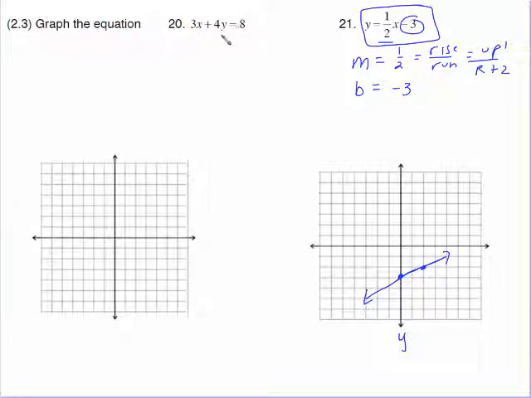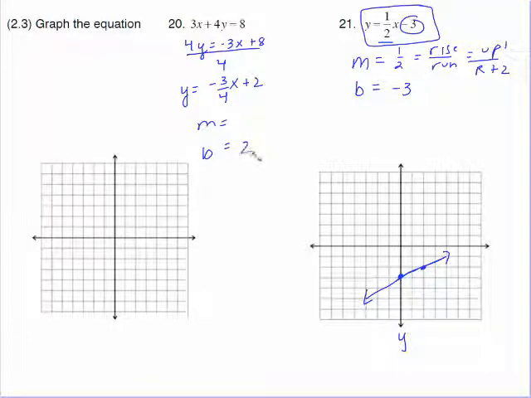This one is not, so we'll have to do the work to get the y alone. Subtract 3x from both sides, which will give you -3x plus 8. Divide everything by 4 and simplify, which gives us y equals -3/4 x plus 2. And now I can name my slope and my y-intercept. The y-intercept is 2. You could name it with the ordered pair (0, 2) if that's helpful to you. The slope is -3/4. Remember, I always let the negative go with the top.